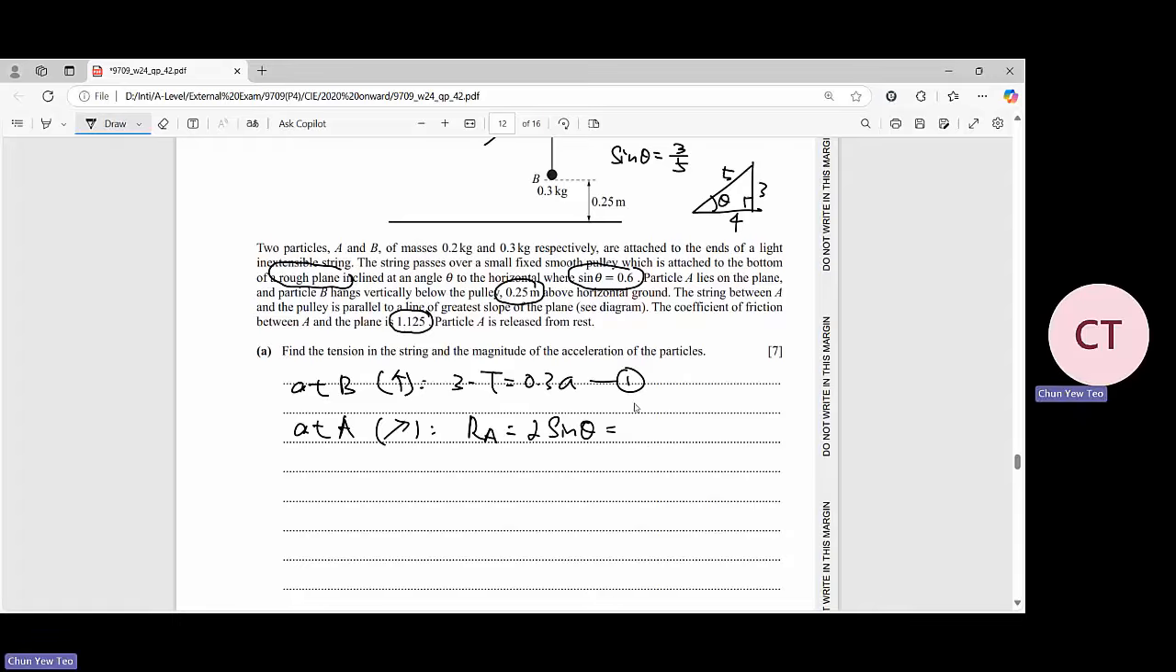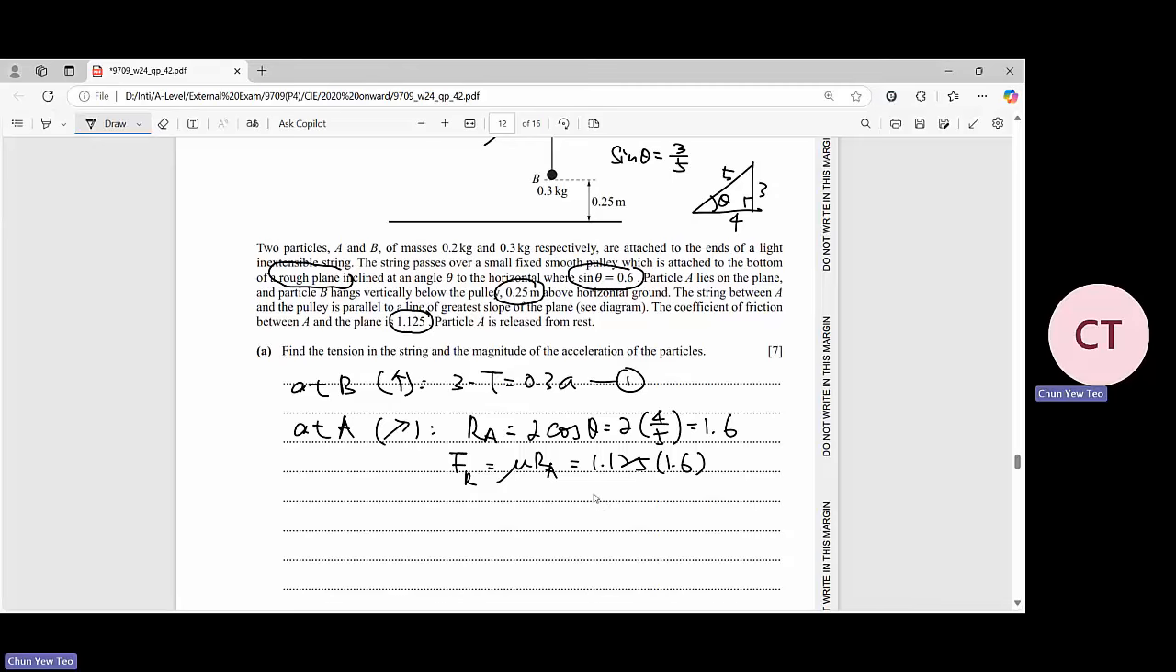Oh sorry, this is not sine theta, it's cos theta. Okay, not sine theta, I made a mistake. mg cos theta. So it's 2 cos theta, so it's 2 multiplied by 4 over 5. You get 1.6 Newton. Then your frictional force is equal to mu R_A. So it will be 1.125 multiplied by 1.6.